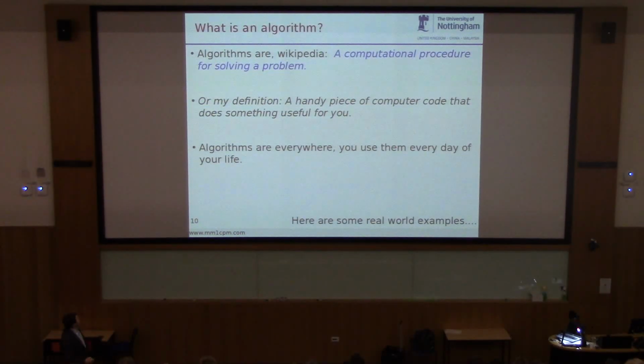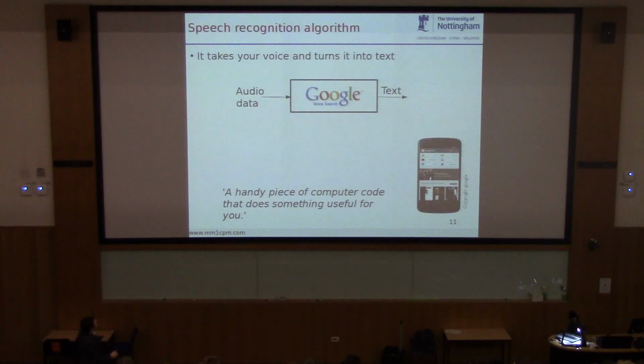I looked up on Wikipedia and Google what an algorithm is, and it said a computational procedure for solving a problem. That was a bit long-winded, and I didn't really understand it. So I redefined it as a handy piece of computer code that does something useful for you. Algorithms are everywhere in your daily lives, and I'm going to show you some examples. So our definition is a handy piece of computer code that does something useful for you.